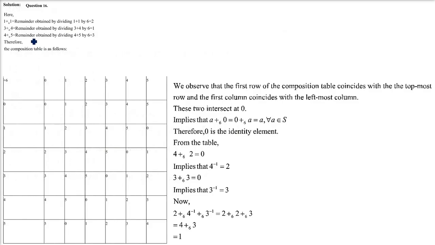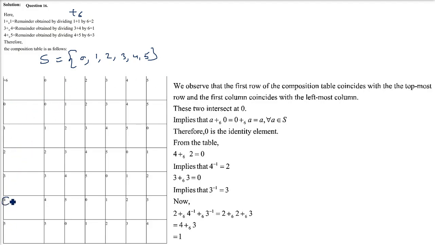Next question is, let plus 6, addition modulo 6, be a binary operation on S. S is given by 0, 1, 2, 3, 4, 5. Write the value of the whole expression here. So first, you know how to make the table, but because it is plus 6, you have to add and then divide by 6 and put the remainder, the modulo. So 0 to 5 you write in the row and column, then you start operating.